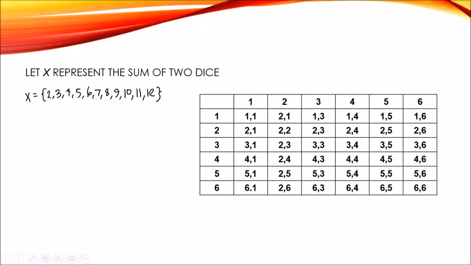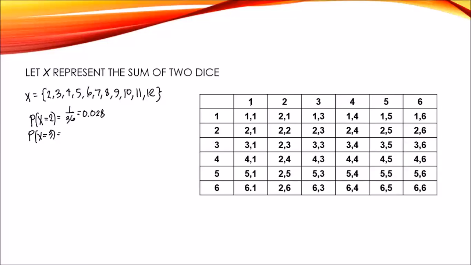Okay, so after that, compute the probability of each random variable. The probability that x is equal to 2: we have only one combination that could be equal to 2, that is 1, 1. So we have 1 out of 36, which is equivalent to 0.028.